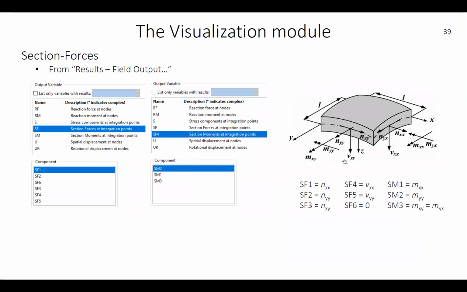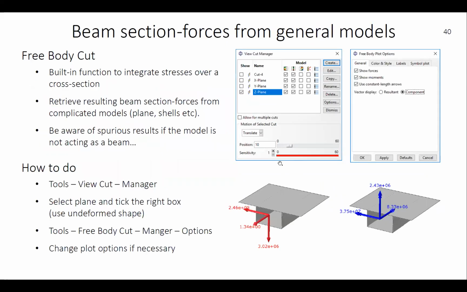I showed this picture before about the notations of the section forces in different directions, so I don't need to go through that again. But this is important for solving the slab part of exercise A, so that you know that you get the correct components. And the very last slide deals with how to extract beam section forces from general models. And this is the very last part of exercise A, where you model the box girder bridge. And this is part of that bridge.